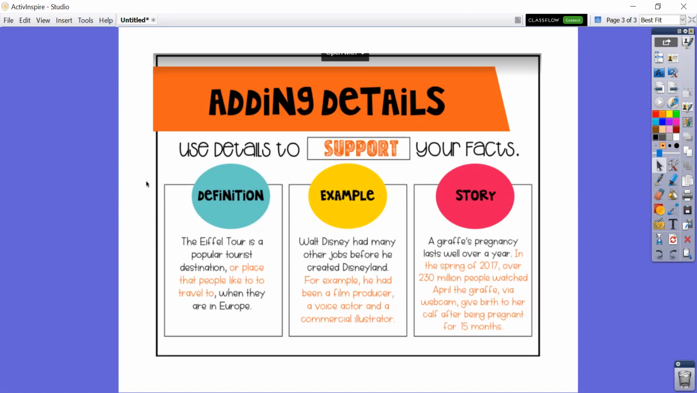So you're going to have an opportunity to fill out this same chart for your piece. You're going to give a fact and use a definition to help you support that. You're going to give another one and use an example. And you're going to give a third fact and use a story to support it. So you're going to fill out this same chart on your own for your own piece of informational writing.